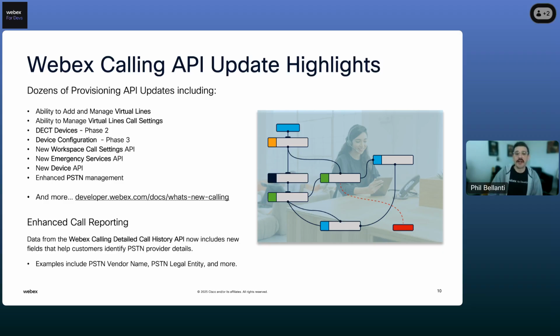But the last thing here, under enhanced call reporting, I'm just going to call out some really nice improvements that have been made to the detailed call history API, which was already robust to begin with. It's a great endpoint, and it provides detailed call records as soon as 5 minutes after a call completes. So people can start building their call records or start doing their billing immediately, again about 5 minutes afterwards. Some helpful new fields have been added to the response body inside of that API, and that's really to better identify PSTN provider details.